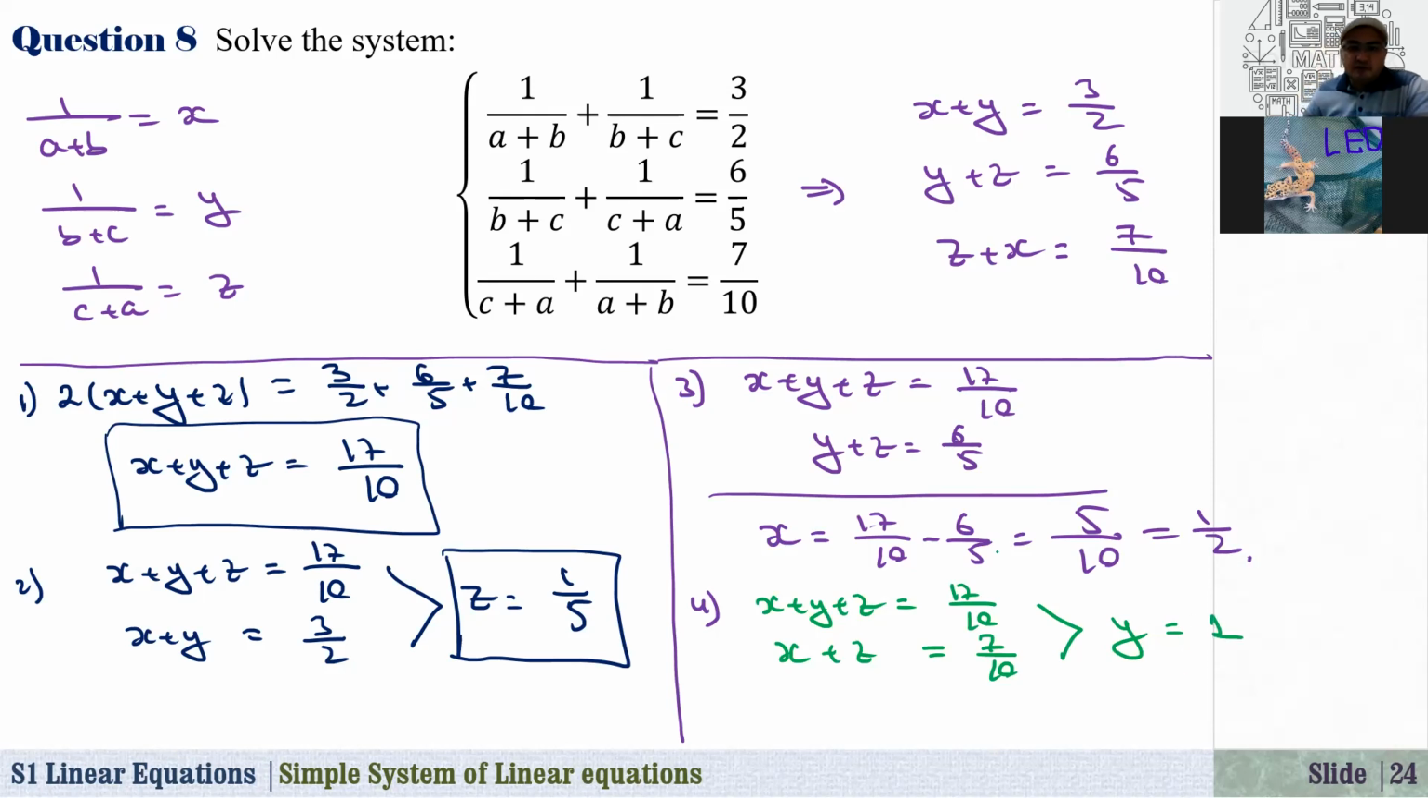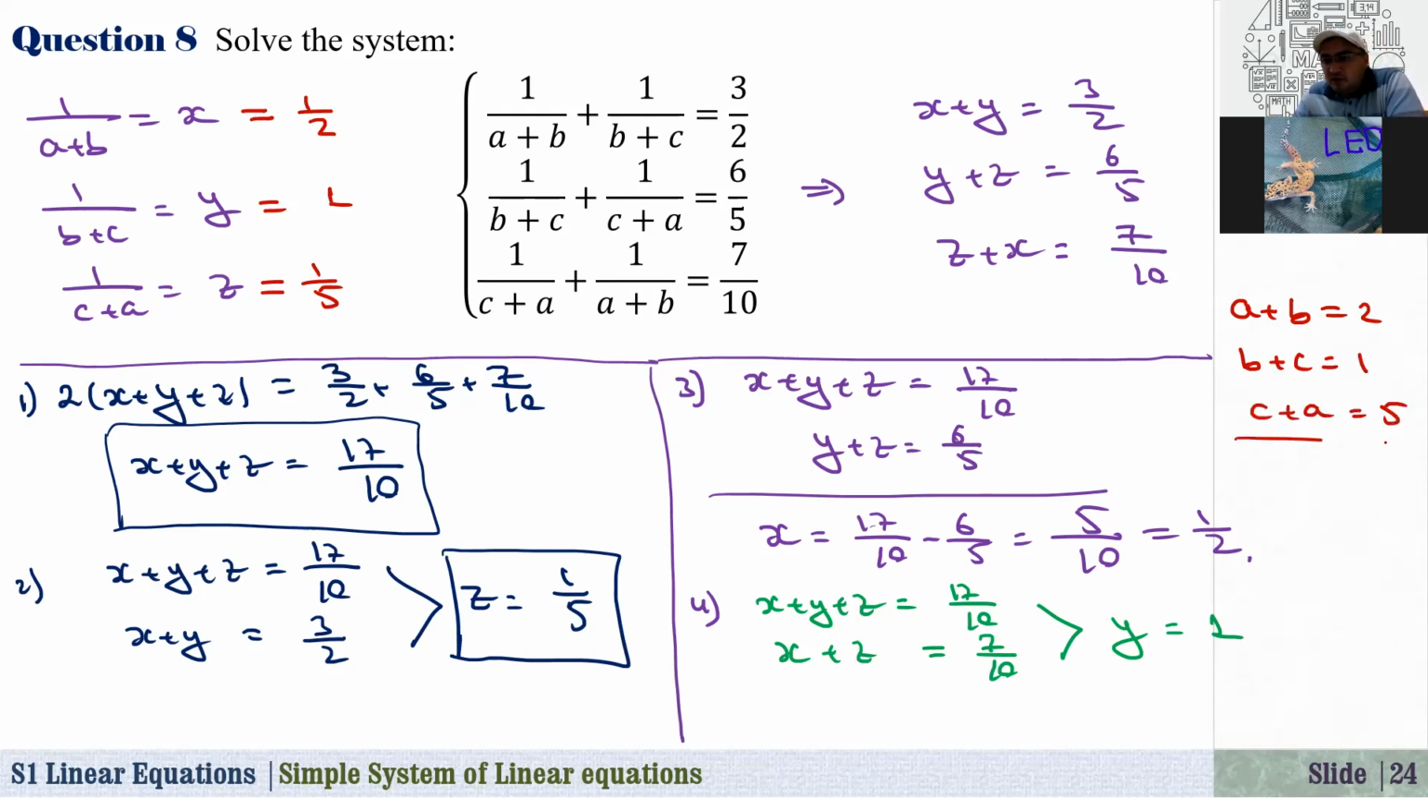Okay, so now from here, we can just write, what is x? x is equal to 1 over 2. y is equal to 1, and z is equal to 1 over 5. So which means that here we have a plus b is equal to 2, and b plus c is equal to 1, and c plus a is equal to 5.